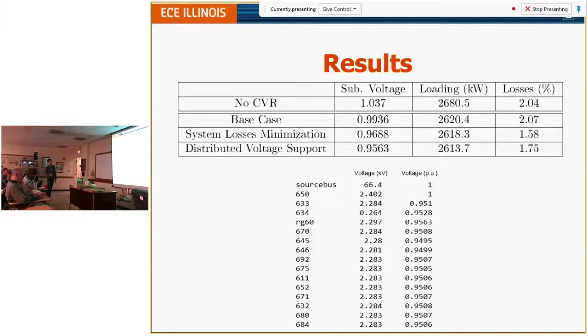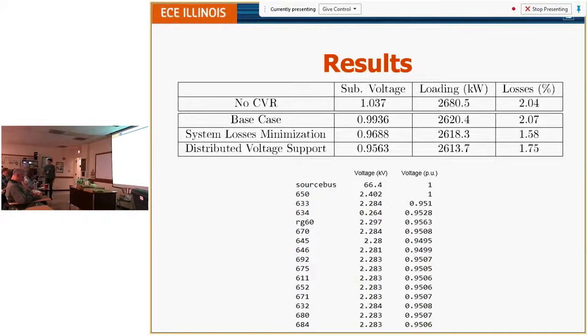But lastly, in my research, I performed the distribution voltage support. I can further bring my voltage down to 0.956, and my loading now becomes 2,613, and the loss becomes 1.75 compared to 2.04 before. So the take-home message is that by doing this, I not only reduce the power consumption in the substation, I also improve the system loss profile compared to the no CVR case. And this is the result for the IEEE 13 node system.